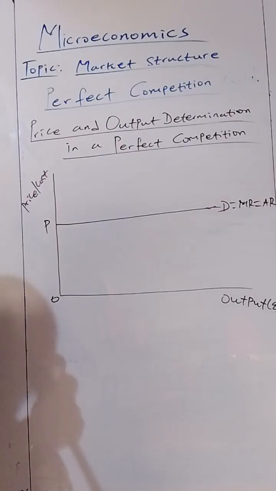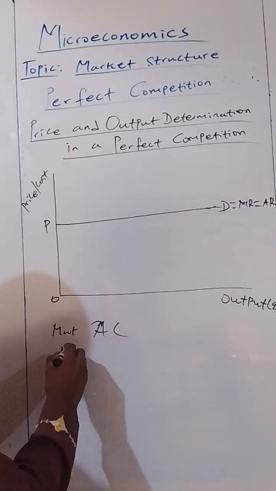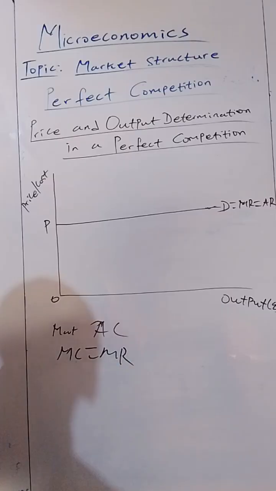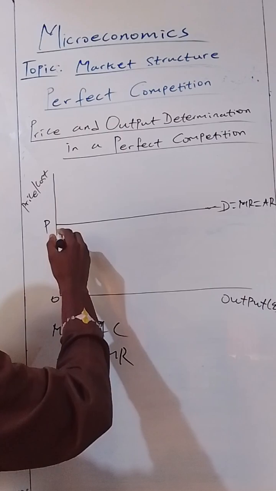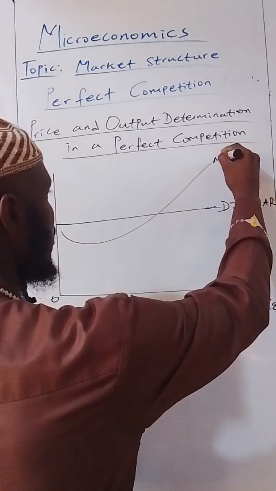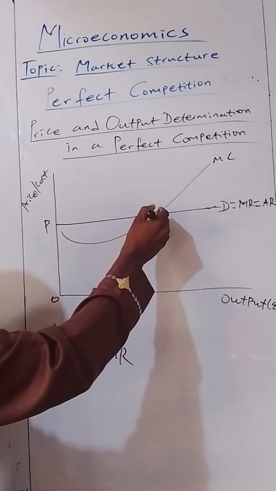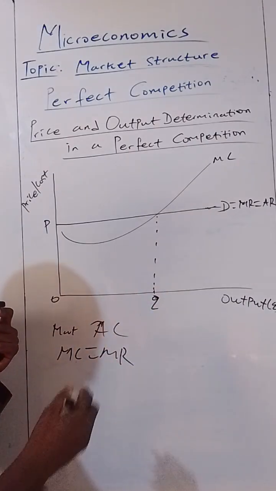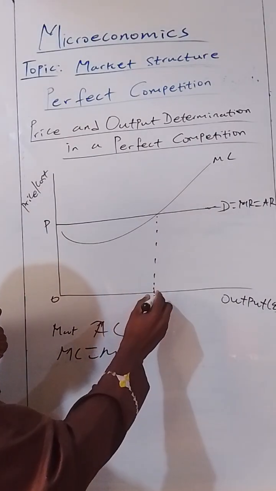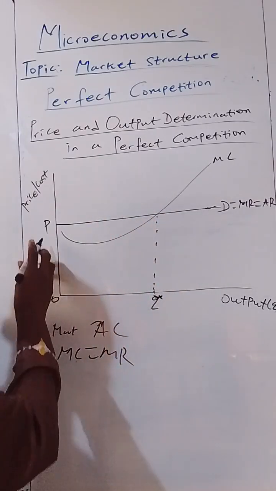And how does a firm determine output and price in perfect competition? At that point, MC will be equal to MR. Let me introduce the MC curve now. So this is the MR curve. So let's say we have this. This is the MC curve. You can see when MR equals MC, this is the point. It means that the firm will produce at this point in order to maximize profit, because the goal of the firm is to maximize profit.